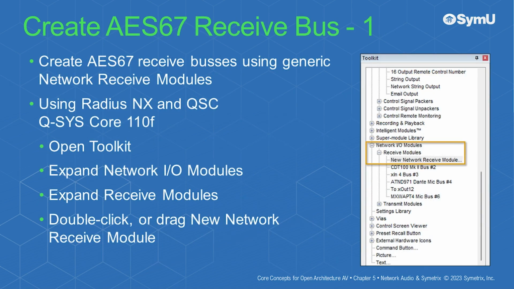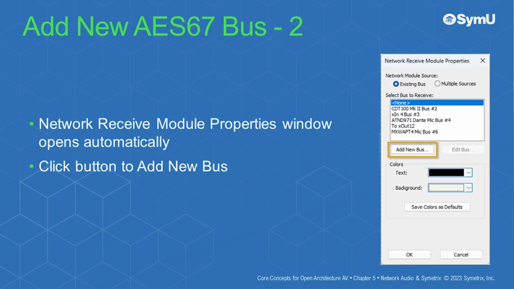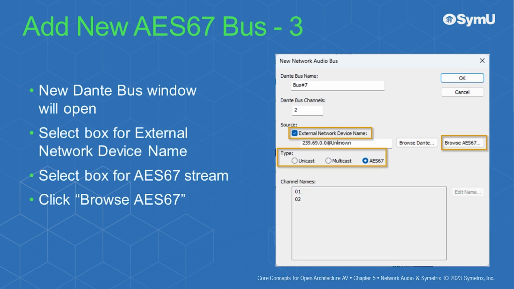Create AES67 receive buses by using the generic network receive modules. Using a Radius NX and QSC QSys Core 110f, open the toolkit, expand network I/O modules, and expand receive modules. Double-click or drag in a new network receive module. The network receive module properties window opens automatically. Click the button to add new bus. The new Dante bus window will open.